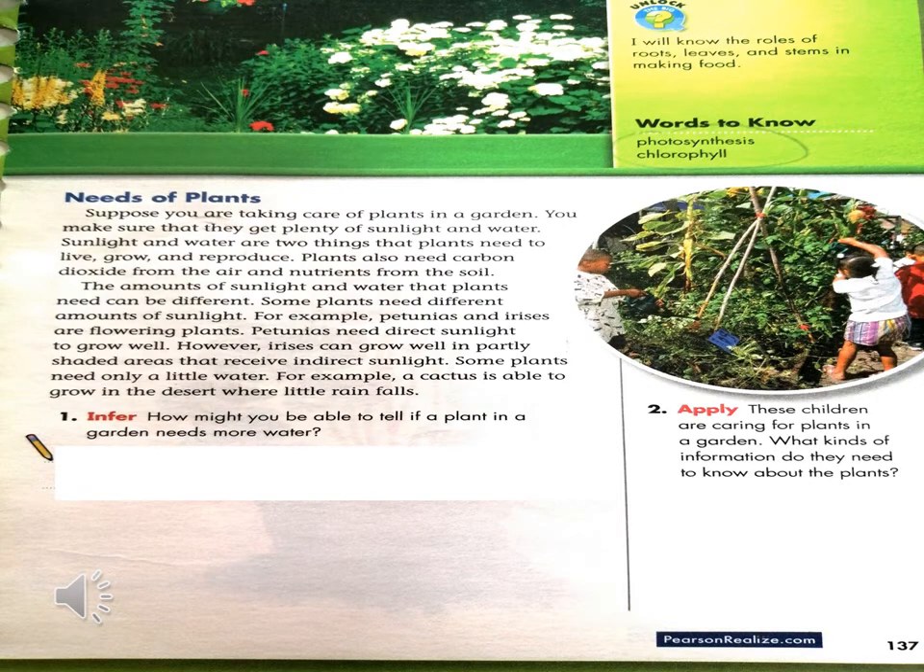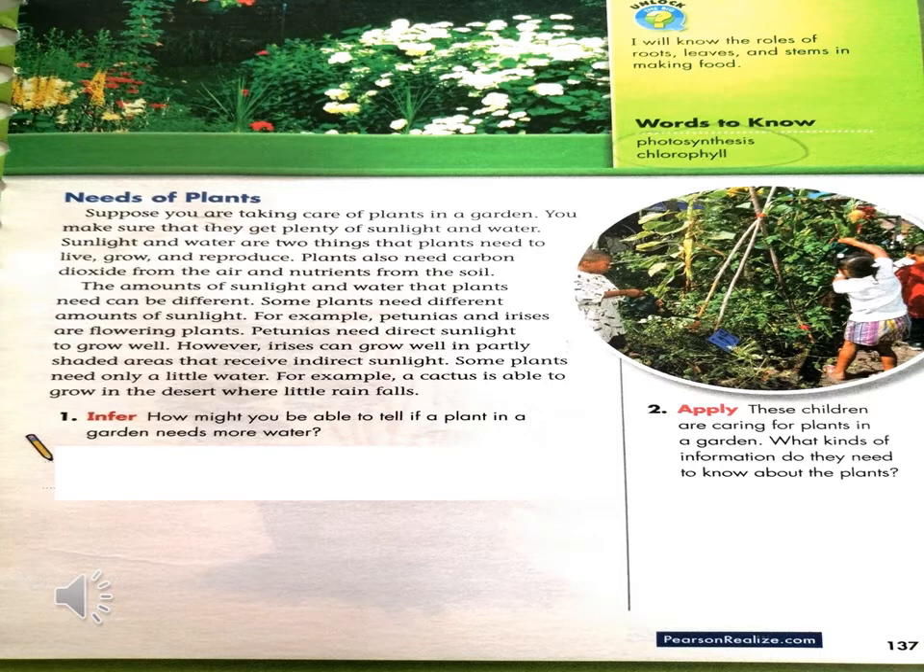Let's now read page 137. I want you please to put your finger on the first word so you can follow. Needs of plants. Suppose you are taking care of plants in a garden. You make sure that they get plenty of sunlight and water. Sunlight and water are two things that plants need to live, grow, and reproduce. Plants also need carbon dioxide from the air and nutrients from the soil.